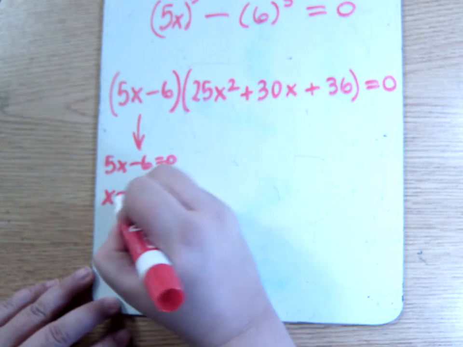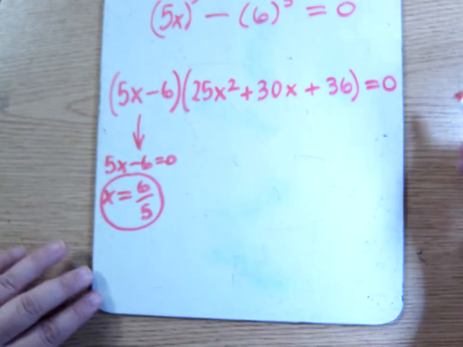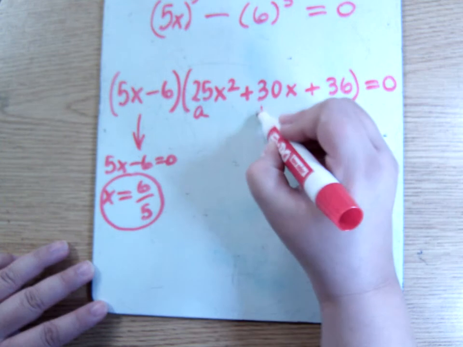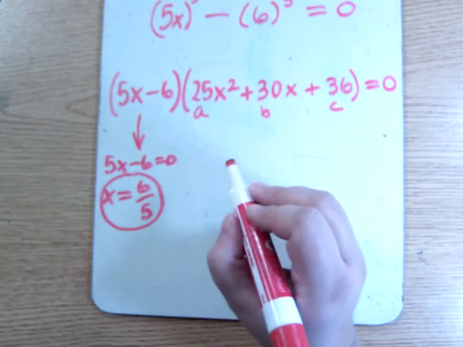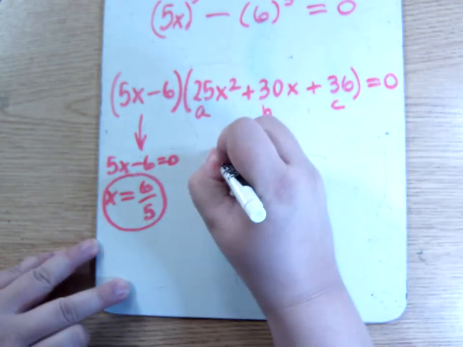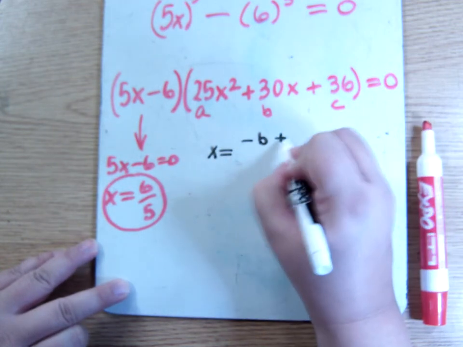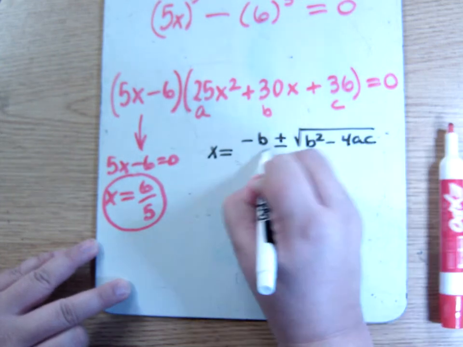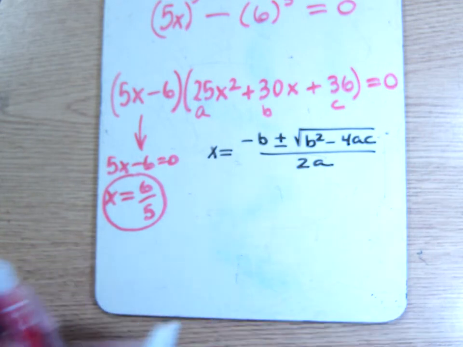So I can solve this by just setting equal to 0. And I get x is positive 6 over 5. So that's one solution. But to get the other two, I'm going to have to use quadratic formula. So here's my A, here's my B, here's my C. Quadratic formula says, let's see if I can write this a little smaller. Negative b plus or minus the square root of b squared minus 4ac all over 2a. So that's what I'm about to do here.